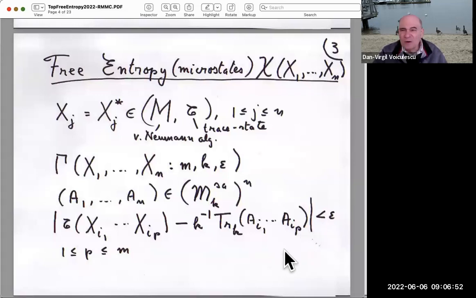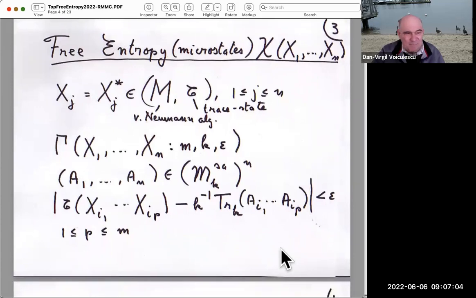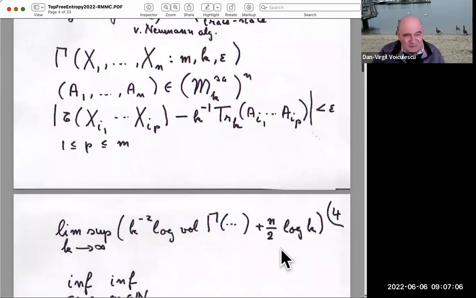You see, instead of monomials, I could have put, if you want, some non-commutative polynomials or things like that, and somehow these spaces are all related. It's much the same type of approximation.